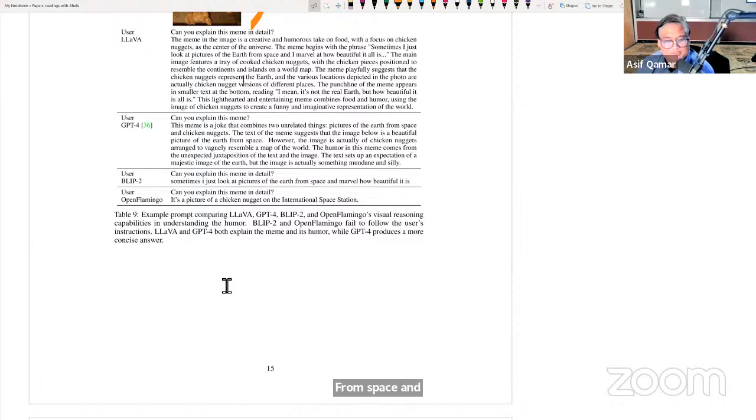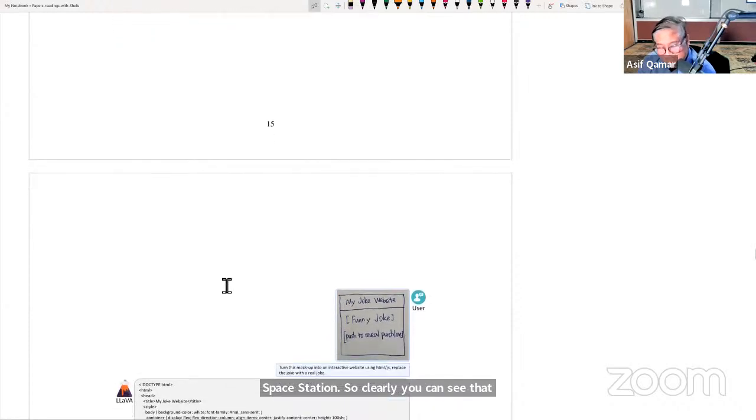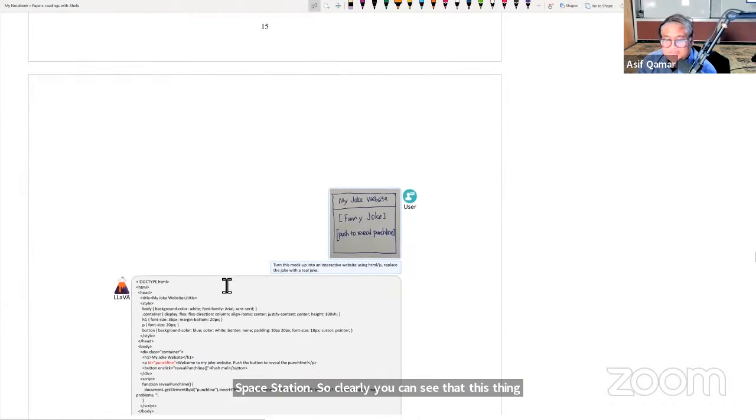It simply missed the joke. Open Flamingo goes even further. It says, it's a picture of a chicken nugget on the International Space Station. Right? So clearly you can see that this thing does quite well, actually. And this is very interesting.